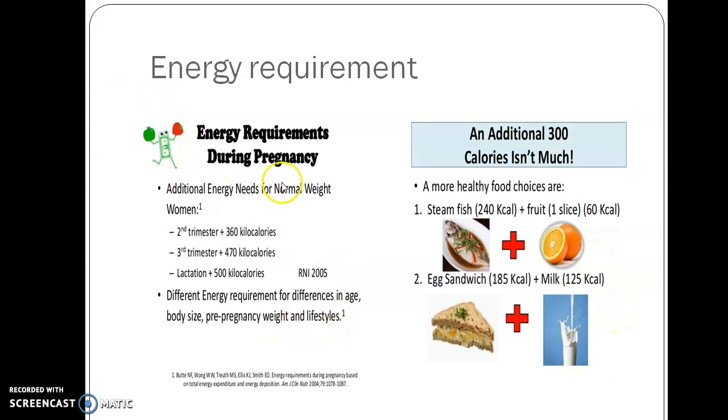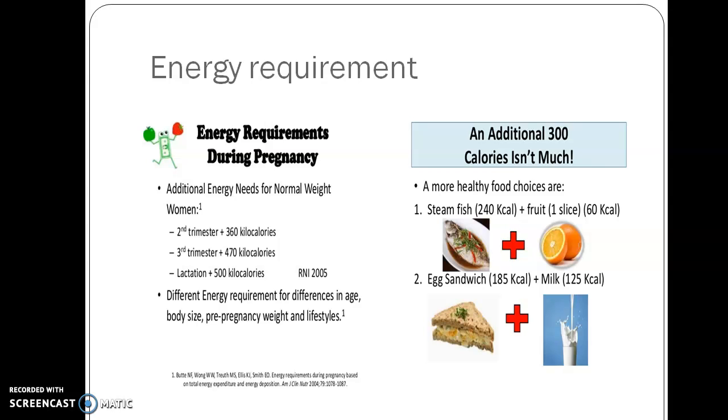The energy requirement during pregnancy. Additional energy needs for normal weight women are about 360 kilocalories during the second trimester, and the third trimester is about 470 kilocalories. While lactating, it is 500 kilocalories. Different energy requirements apply for differences in age, body size, pre-pregnancy weight and lifestyles. It will vary. Now, an addition of 300 calories is not so great. That is, you don't need to consume a lot of food there.